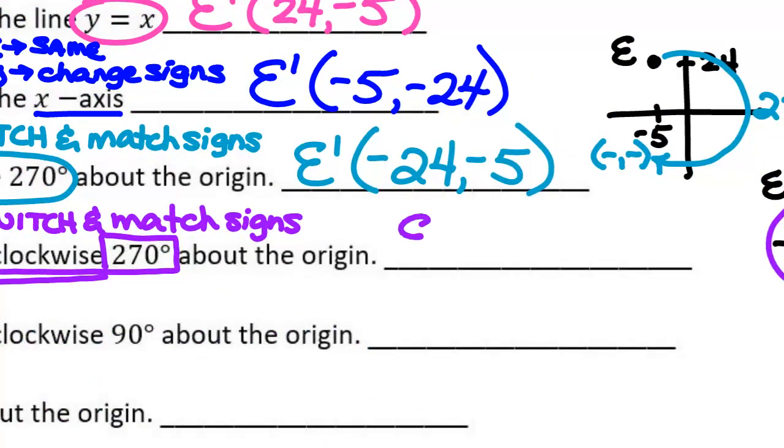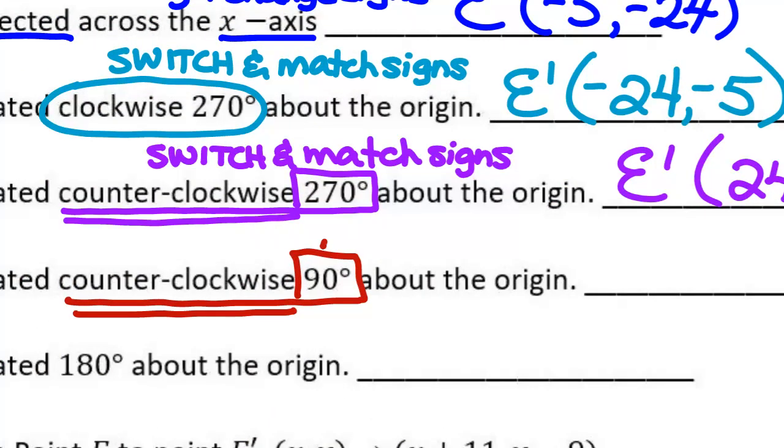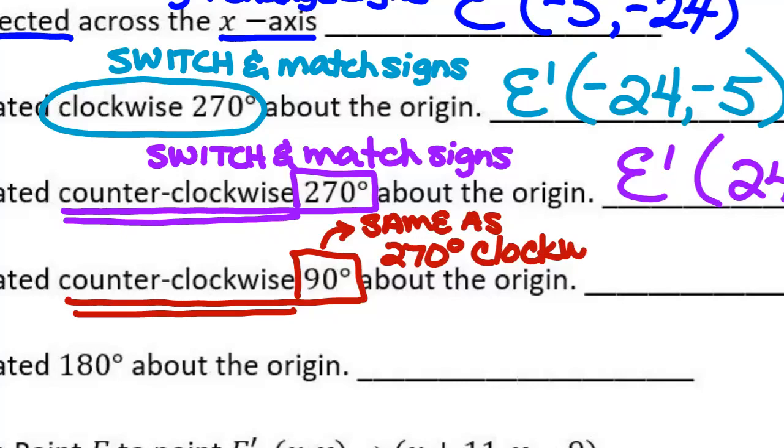So what would E prime be then? +24, +5. Rotating 90 degrees counterclockwise about the origin. 90 degrees counterclockwise is exactly the same as what? Yes. This is the same as 270 degrees clockwise. Didn't we already do 270 degrees clockwise?